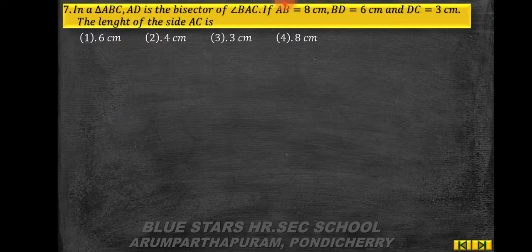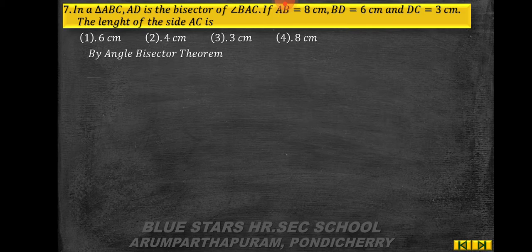Question number 7. In a triangle ABC, AD is the bisector of angle BAC. If AB is equal to 8 cm, BD is equal to 6 cm and DC is equal to 3 cm, then the length of the side AC is option 1 6 cm, option 2 4 cm, option 3 3 cm and option 4 8 cm.